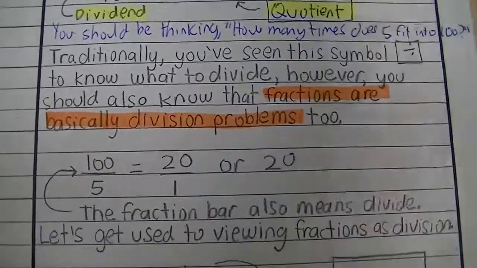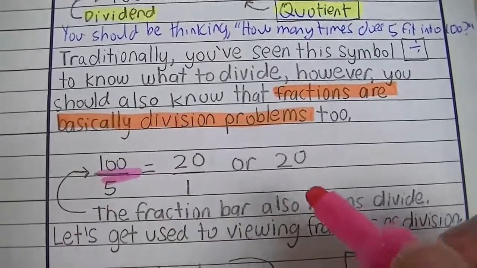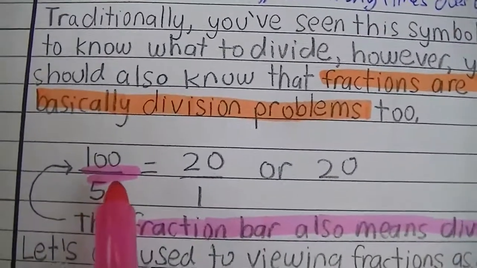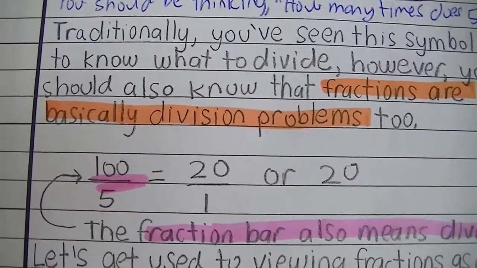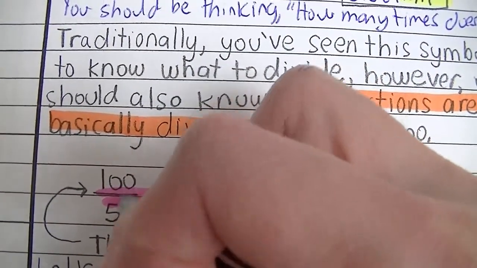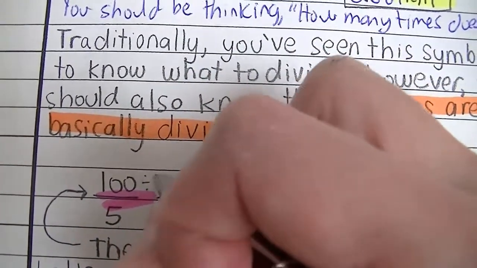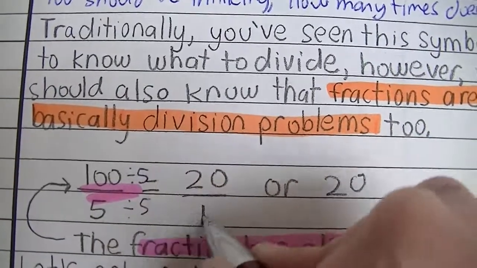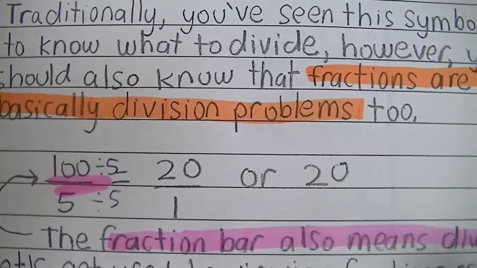Okay, so you see this right here? This right there, the fraction bar also means divide. So when we divide this, you can go 100 divided by 5, and you would get 20. Or one way to simplify fractions is to divide the numerator and the denominator by the same number. I know that 5 goes into both, so I'm going to divide the numerator by 5. That's how I get 20, and also the denominator by 5, and that's how we get 1. 20 divided by 1 is also 20, so both of these answers are acceptable.